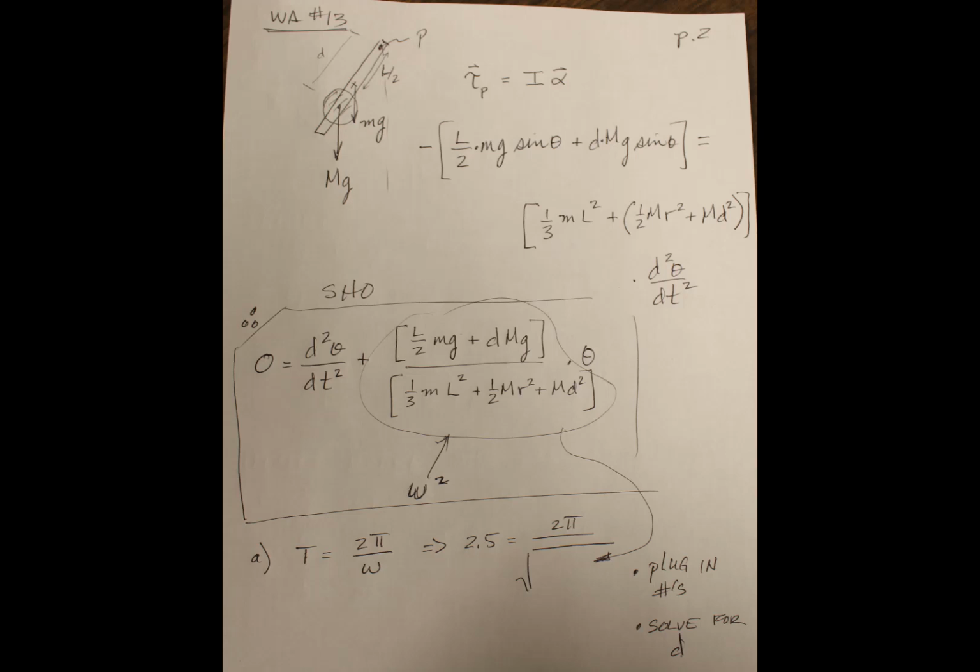Then you multiply it by the angular acceleration, which is the second derivative of the angle with respect to time. Rearrange that into our simple harmonic oscillator form, and you can read the angular frequency squared directly from the equation. So then set up the period, which they tell you is 2.5, as equaling 2 pi divided by omega, so take the square root of what we see in that simple harmonic oscillator equation. Plug in the numbers and solve for d.